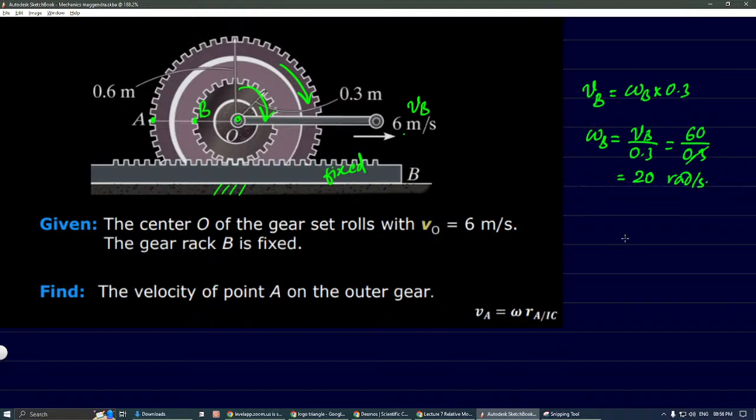Then velocity at A into its distance. The distance of that is 0.6, and it will be equal to velocity of B into 0.3. Now we can find velocity of A. Omega A equals, this will go away, this will go away, 1 omega B by 2.